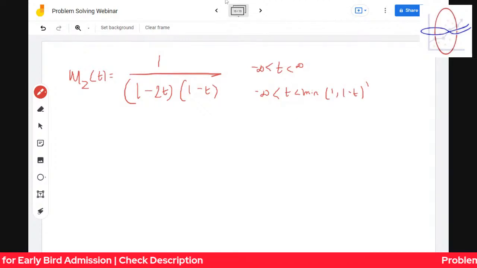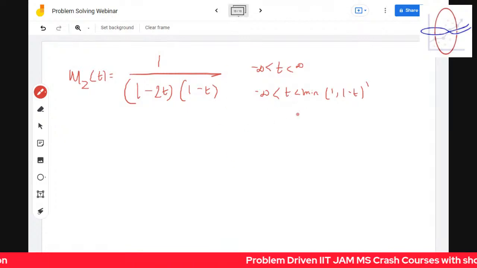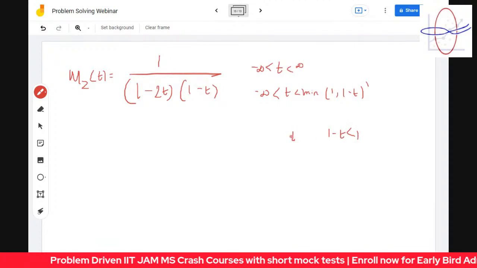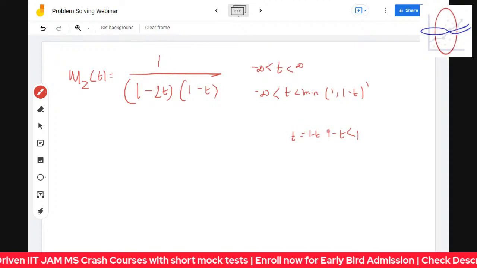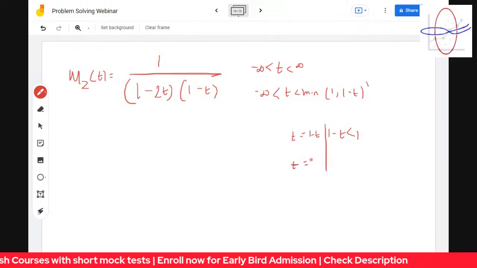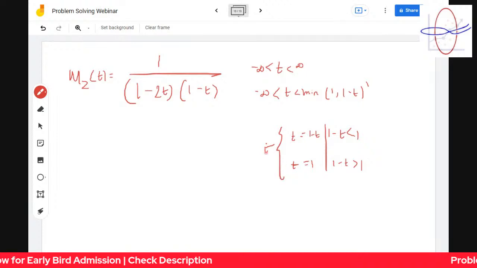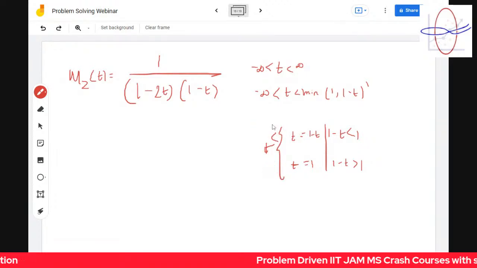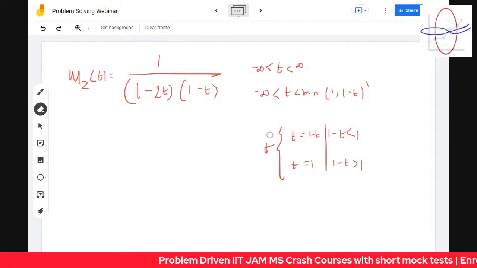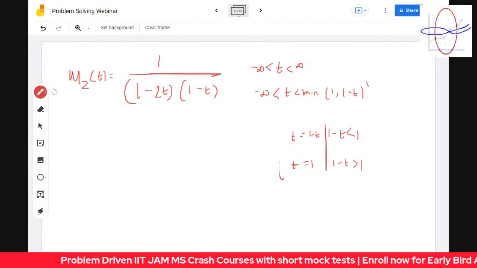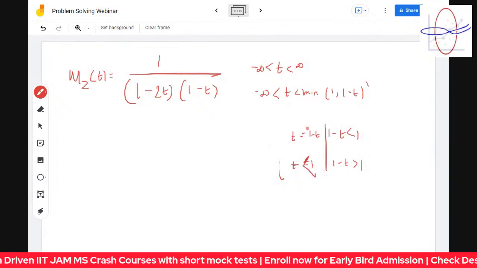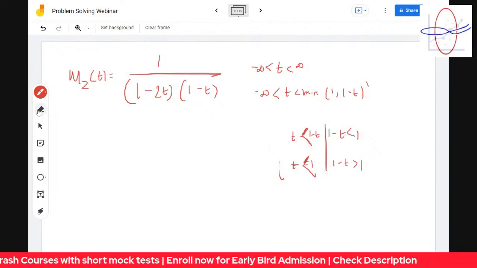Okay, so this is a weird condition. So how do you do that? What does it mean? It means that if 1 minus t is less than 1, t is equal to 1 minus t. If 1 minus t is greater than 1, t is less than 1 minus t. This is the basic idea. Let me write it down again fresh.